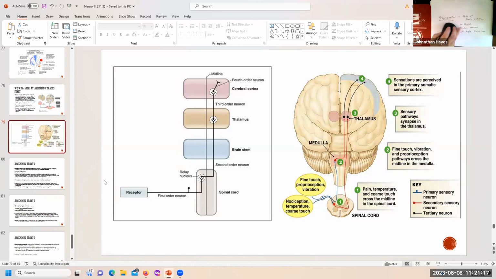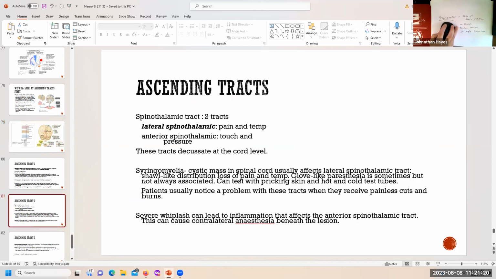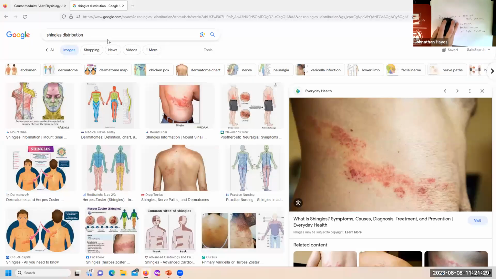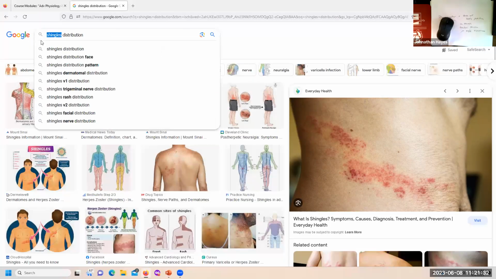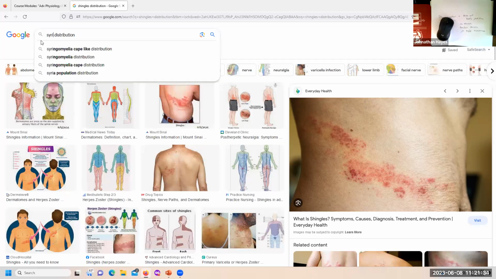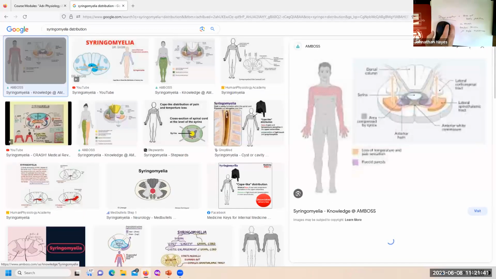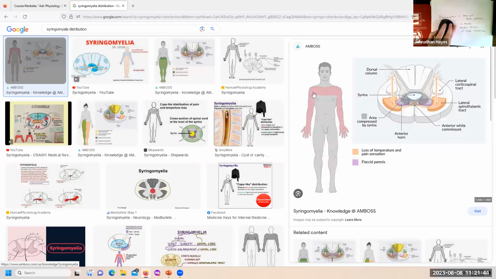And most of the time, it occurs in what's called a shawl-like distribution of loss in pain and temperature, and glove-like paresthesia is present. So with syringomyelias, the distribution pattern was like this. So they would lose the ability to pick up pain and temperature in those areas, and the hands, both sides, all around, front and back, are numb and tingly.